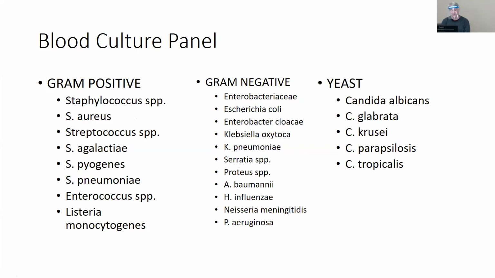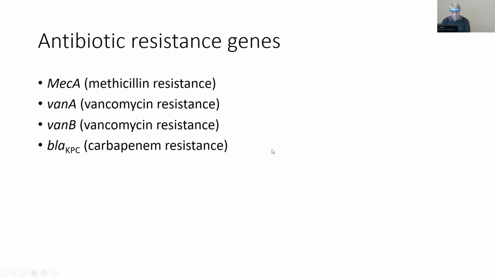For blood cultures: Staph aureus, strep, Strep pyogenes, Strep pneumoniae, Listeria, gram negatives, Enterobacteriaceae, E. coli, Klebsiella, Serratia, Proteus, Haemophilus, Neisseria, Pseudomonas, yeast, Candida. So we can do all of that from a blood culture bottle sample. Antibiotic resistance, we talked about mecA for methicillin, vanA for vancomycin. I don't think we covered vancomycin resistance, but we did cover mecA for MRSA.